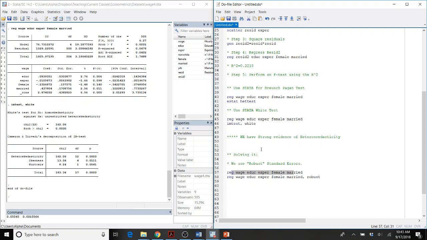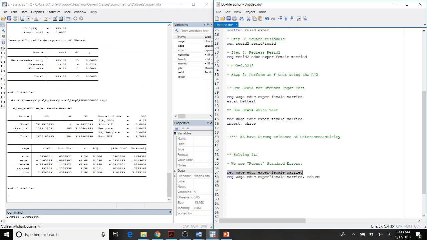So let's run this model. Here's our basic model. We know that there is heteroskedasticity in this model. We have very strong evidence that there's heteroskedasticity in this model. All right, so before we run the model with the robust standard errors, let's talk about the results from the model that has heteroskedasticity. Okay, let's go through it line by line.